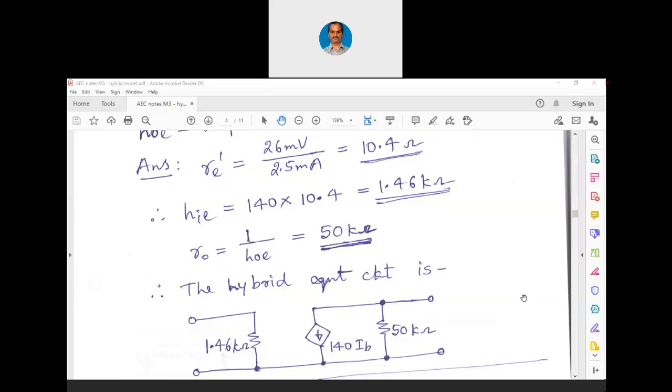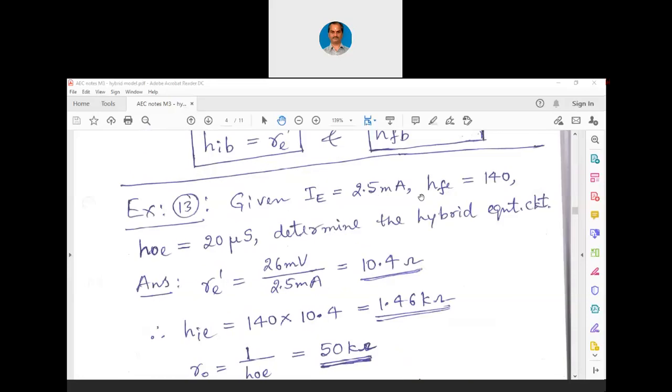So using this particular approach, even now we can solve the exercises using hybrid parameters. Provided, let us say, HFE is given, HOE is given, the emitter current is given, you can find out all other things and you can actually perform the small signal analysis using the hybrid model.